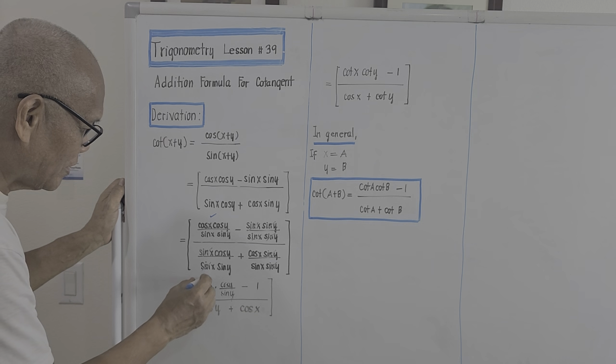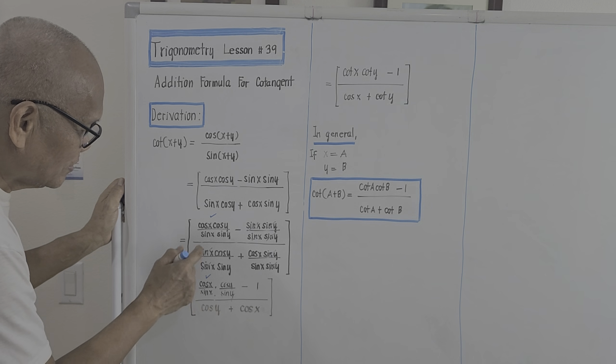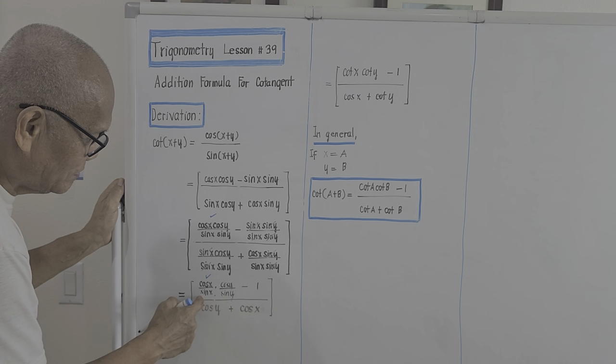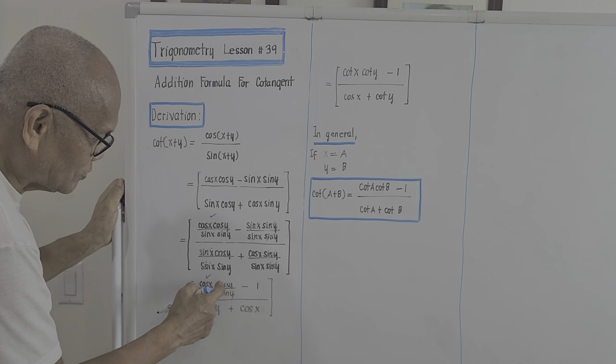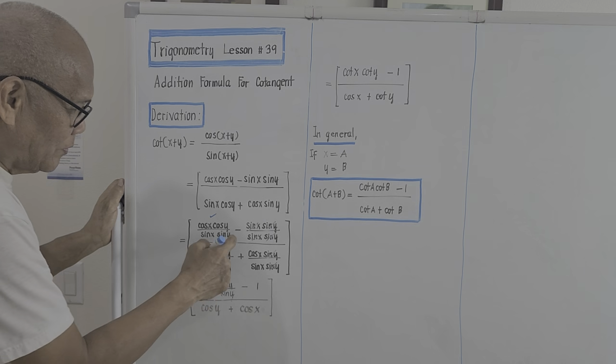This is cosine x over sine x. We combine cosine and sine. This is multiplied by cosine over sine, this is cosine y over sine y. Minus.